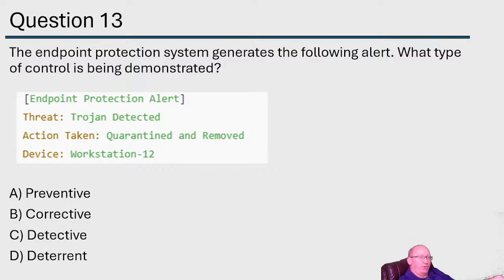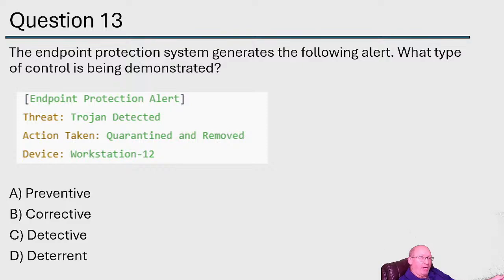C, detective control. Are we detecting something? No, it's already been taken care of. So I think we can get rid of detective control. And then deterrent control, I feel like we can get rid of that one off the bat too. So it really comes between A and B on this one. A and B are going to be our front runners. Was it a preventive control or a corrective control? I'll give you about 5 seconds left on this one as we run through.